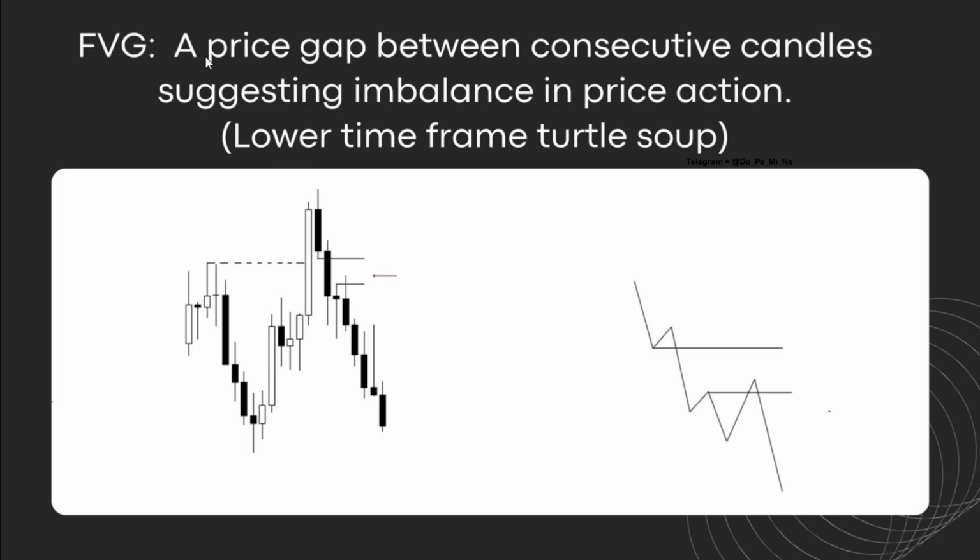Now, the definition of an FVG is a price gap between consecutive candles which suggests an imbalance in price action. But as I said before, it's basically a lower time frame turtle soup and a retracement profile.